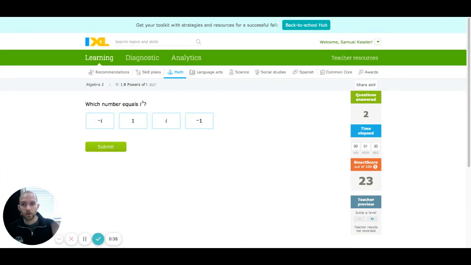i cubed, we go i, 1, and the two in the middle are negative. That means that -1 and -i are negative. So i cubed would be -i.